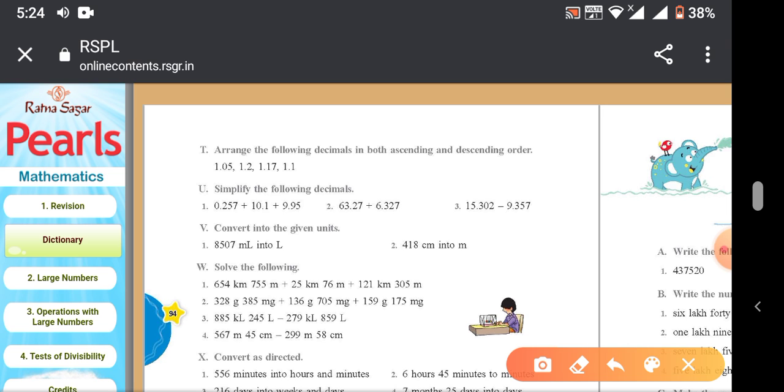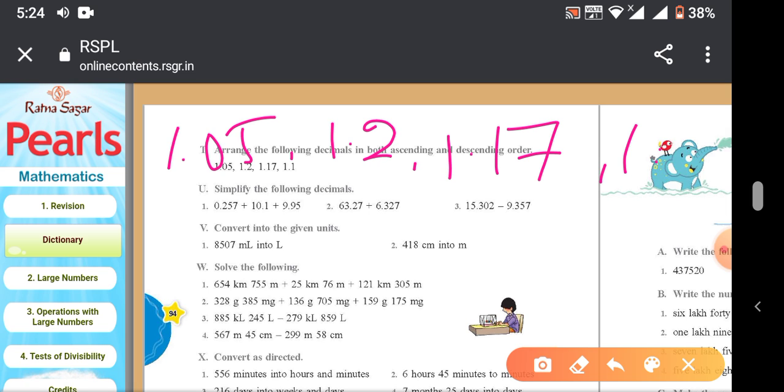We have to compare the numbers: 1.05, 1.2, 1.17, 1.1. Okay, so first compare all these first numbers. 1, 1, 1, all are the same here, so now compare the second numbers: 0, 2, 1, 1. Comparatively, 0 is very small, so that is the smallest number.